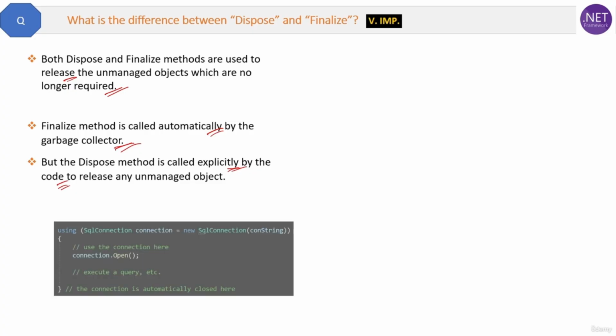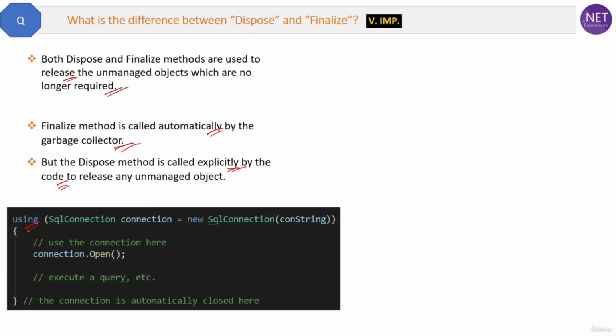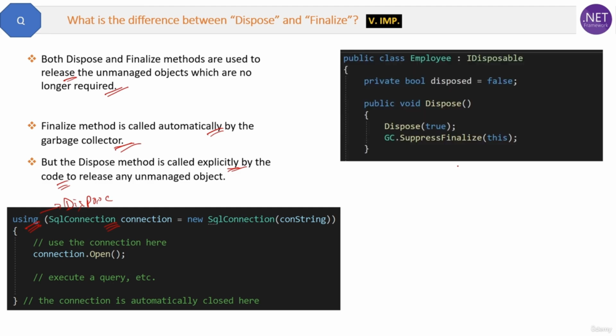Now if you know the using statement, then you know internally this using will call the dispose method of SQL connection class, right? Because the SQL connection class of .NET framework already has this dispose method. But suppose you have some class like this employee class and you want to implement dispose method for the employee class. So you have to write some code, something like this here.